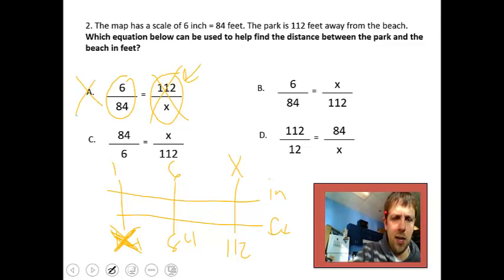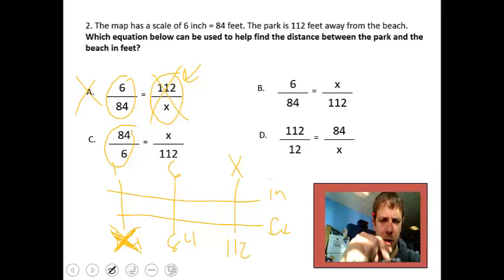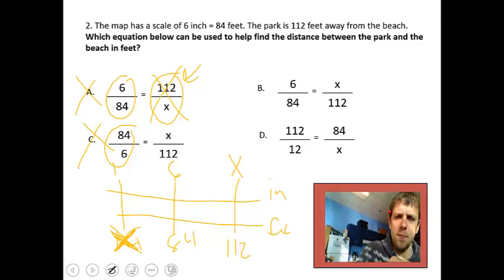Alright, we also have 84 over 6. Okay, so they're going backwards. They're going bottom to top. So if they go bottom to top on this one, it would be the right answer. They go x to 112. So they go from top to bottom. So we know that that is not the correct answer.